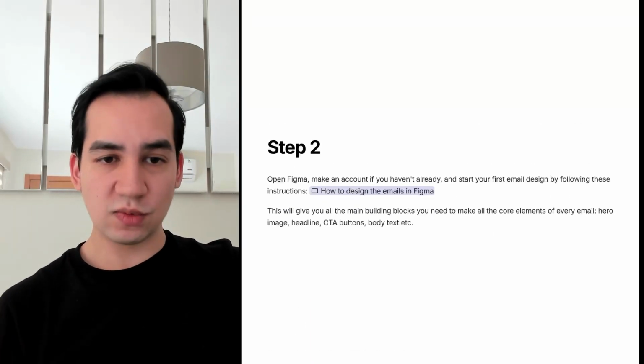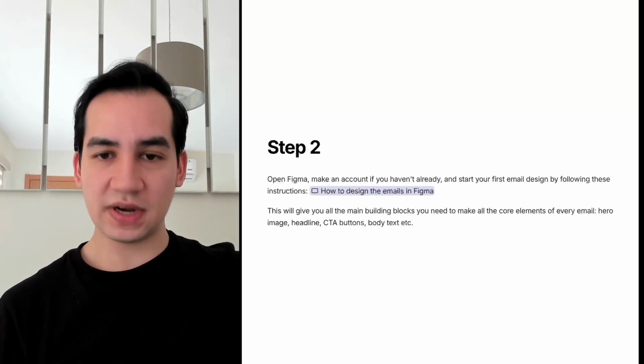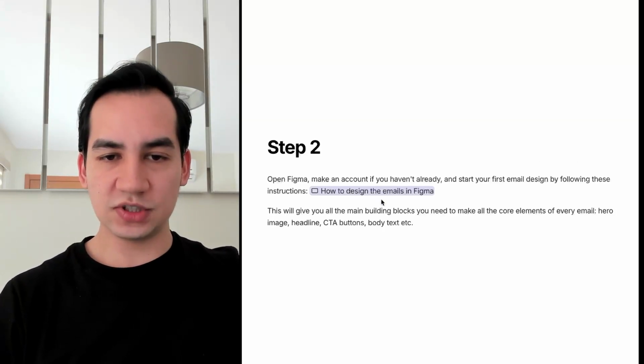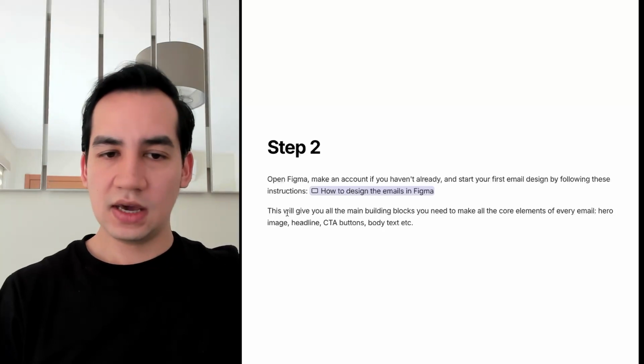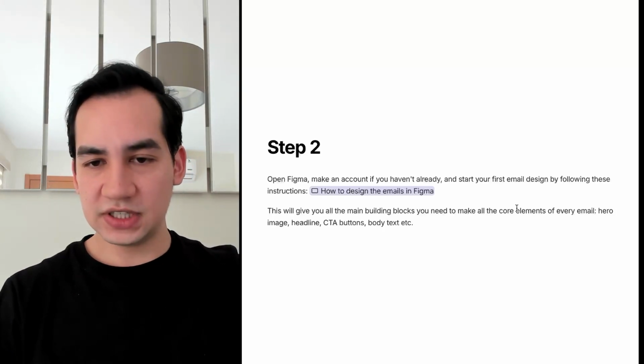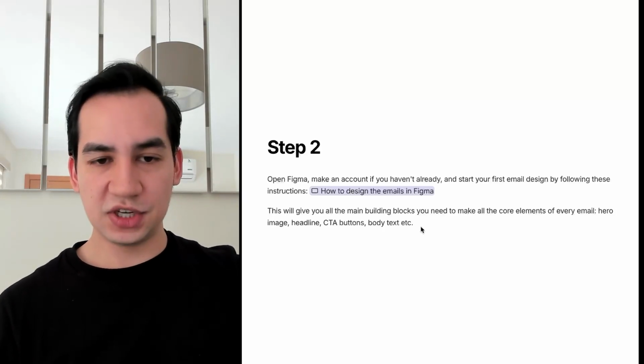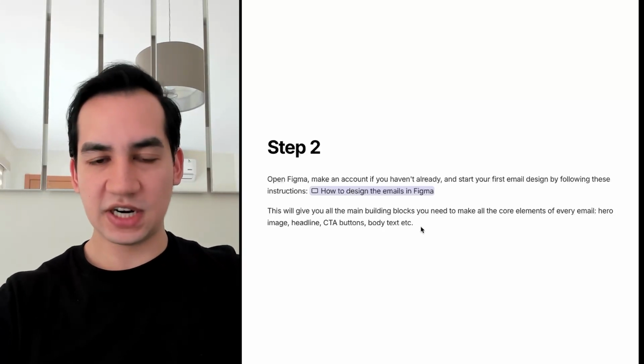Step two, you're going to want to open Figma, make an account if you haven't already, and start your first email design by following these instructions right here towards the beginning of this video again. And this will give you all the main building blocks that you need to make all the core elements of every email. So that's going to be the hero image, headline, call to action buttons, body text, etc.